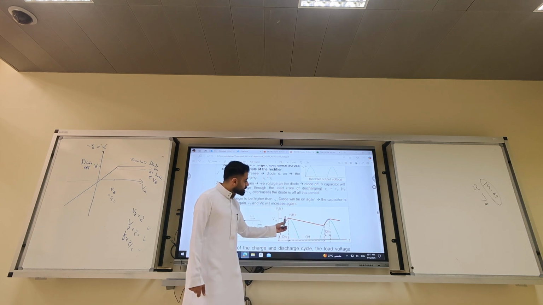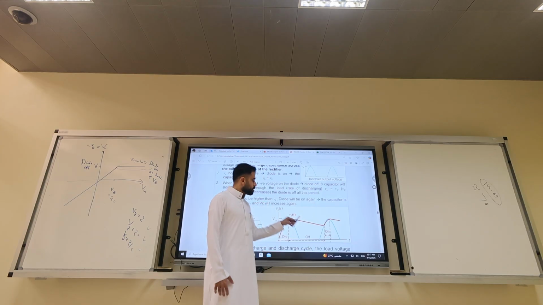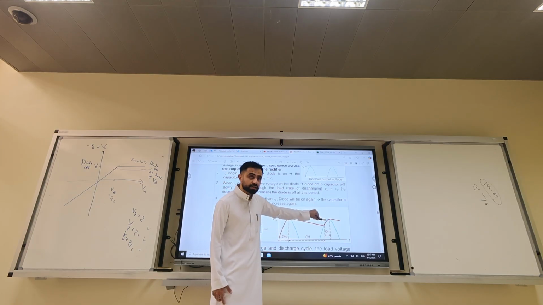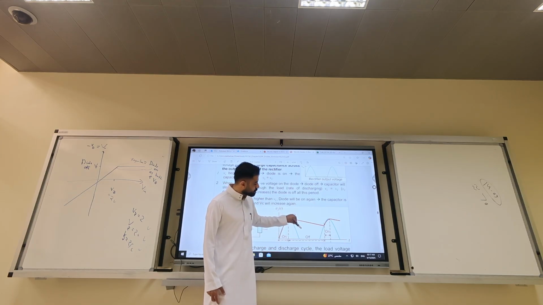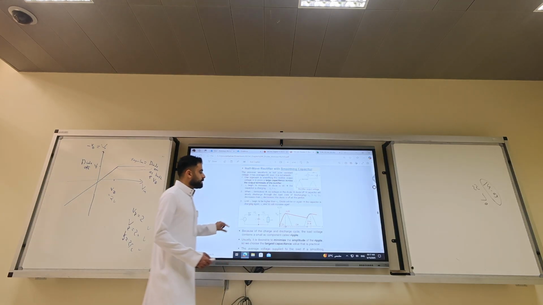How to determine the discharge rate is the value of the capacitance. If it's big, we expect this to be more flat. If it's too small a capacitor, it will discharge very quickly and then charge. Okay?